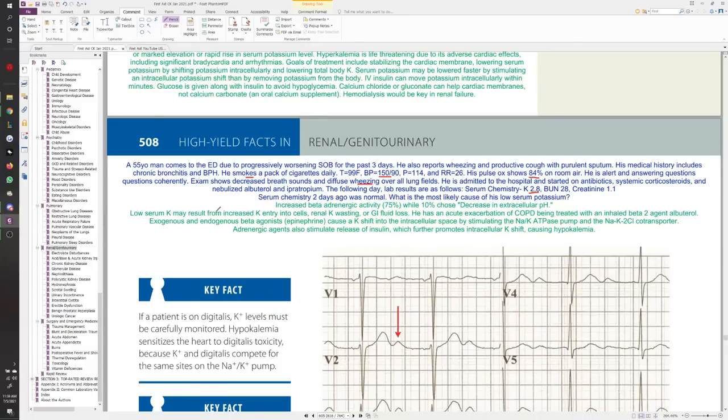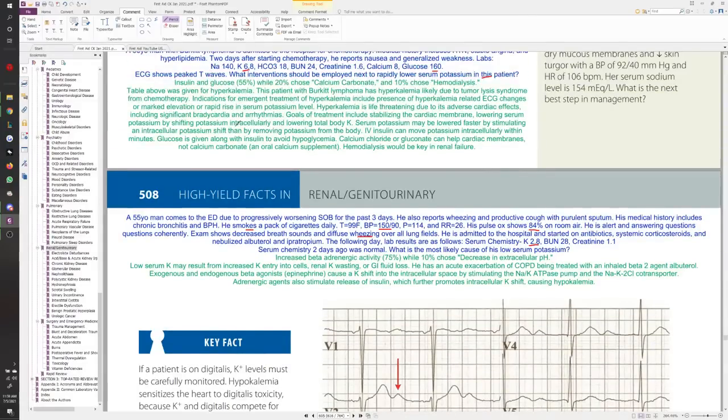Low serum potassium may result from increased potassium entry into cells, renal potassium wasting, or GI fluid loss. He has acute COPD exacerbation, being treated with beta-2 agent albuterol. Exogenous and endogenous beta agonists cause a potassium shift into the intracellular space by stimulating the sodium-potassium ATPase and the sodium-potassium-chloride cotransporter, as well as stimulating release of insulin. Right, so in this question explanation, they're giving you three different ways beta-2 agonism causes potassium to shift into cells, which is why giving insulin and sugar is such an amazing route to fixing hyperkalemia.